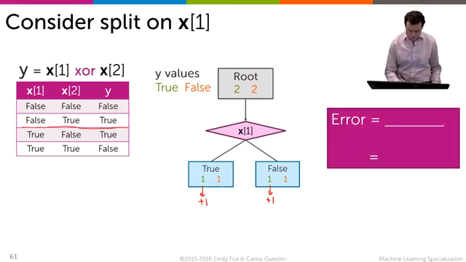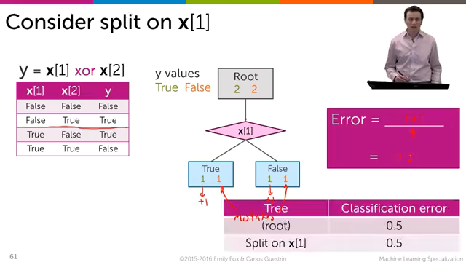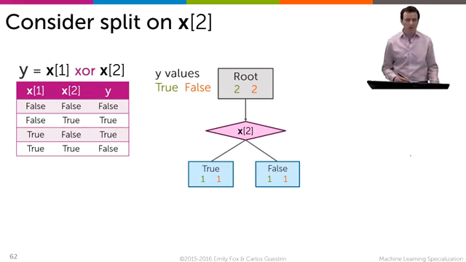So what's the error? Well, we made mistakes. Mistakes are made here and here. So we made 1 + 1 mistakes, which is 2 out of 4. So it's 0.5. So it turns out that splitting on x1 does not help. Okay, let's see what happens when you try to split on x2.